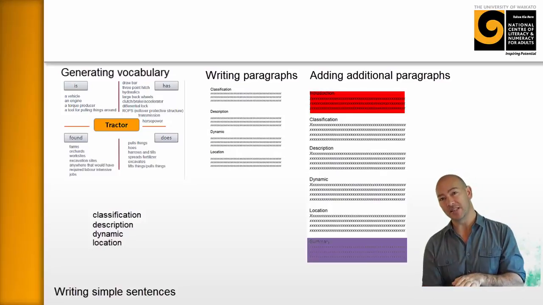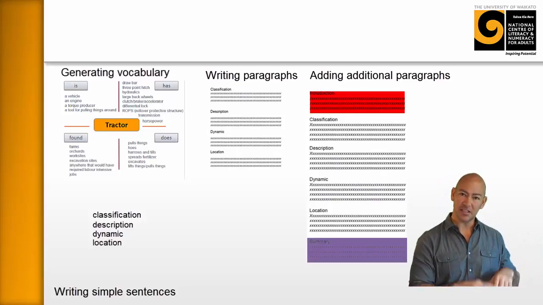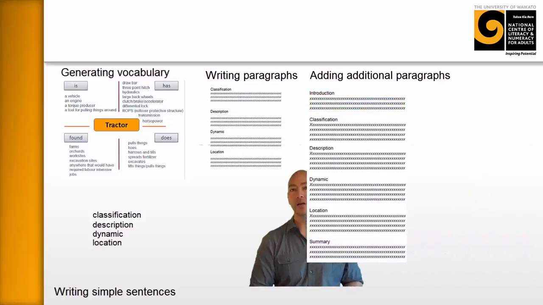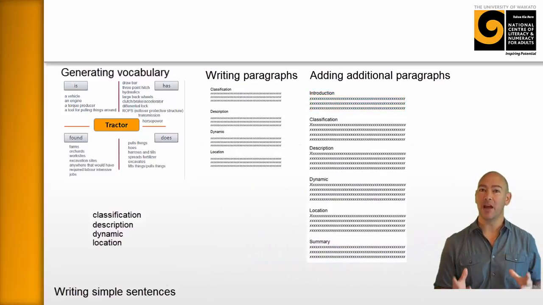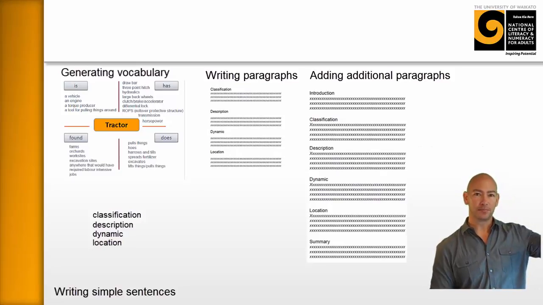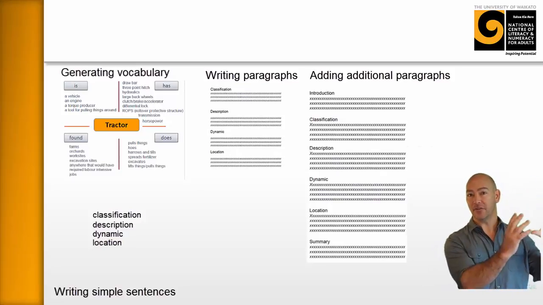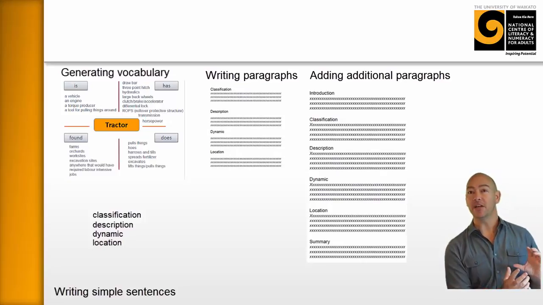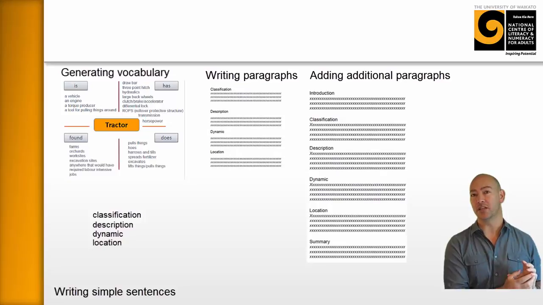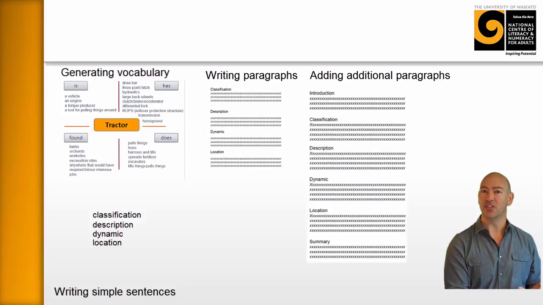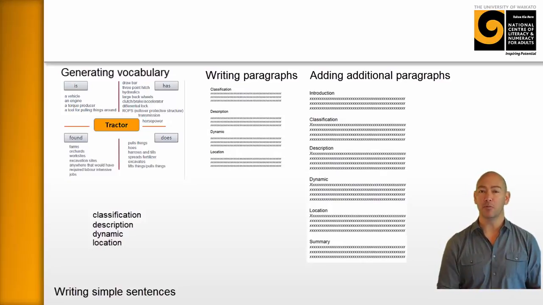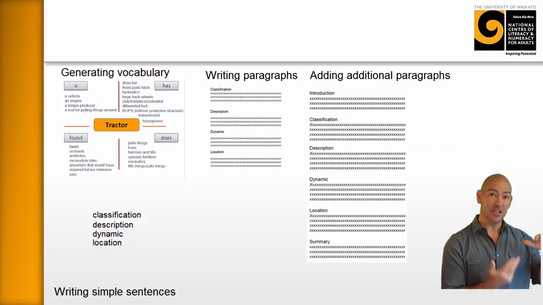And then I like them to write a summary as well. And a summary just sums up the content of what's in that particular report. So in the end, they've got 6 paragraphs: an introduction, moving into a classification, and then a descriptive paragraph, a dynamic paragraph that describes what a tractor can do, a location paragraph describing where it's situated in its environment, and finally a summary. And in the end, those learners are really proud of the writing that they've done and continue to update it.